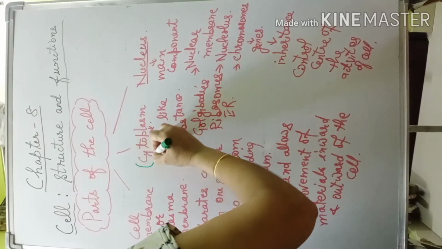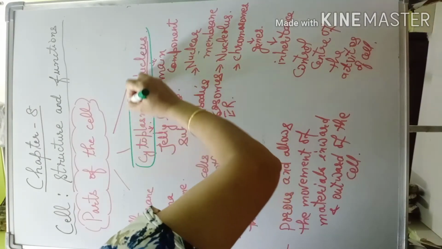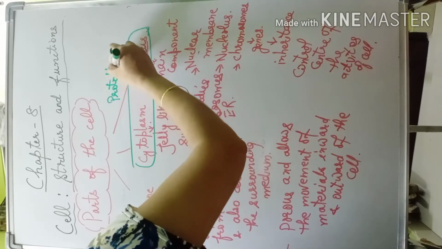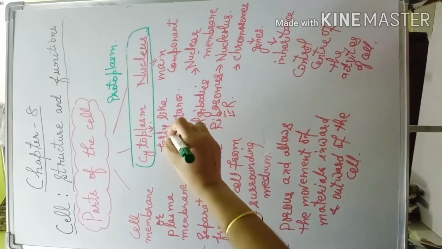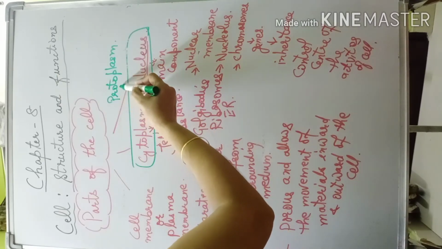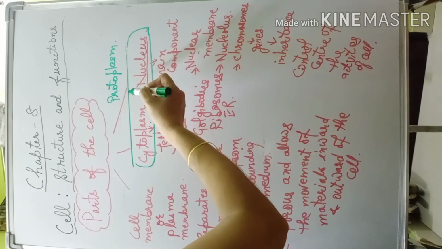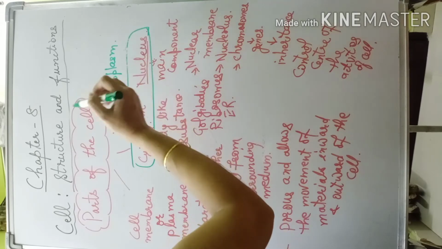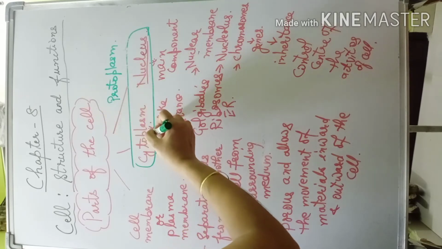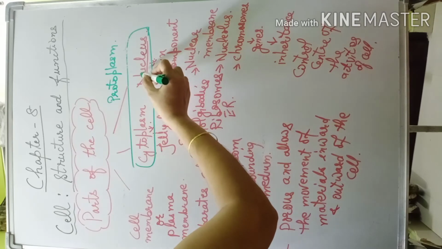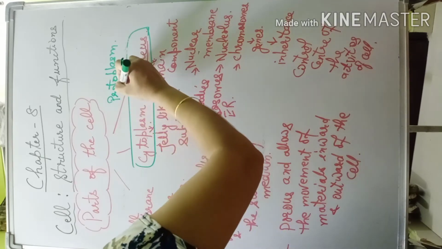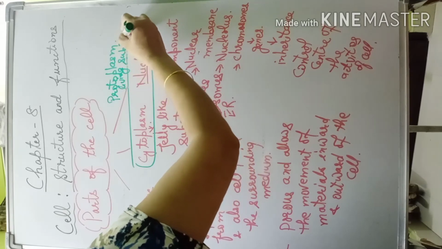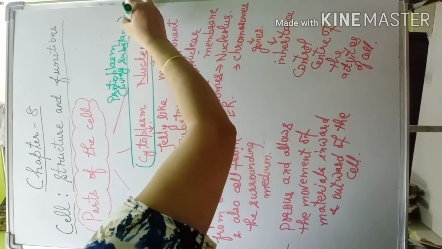Now cytoplasm and the nucleus combined is known as protoplasm. Protoplasm is the living substance of the cell. The entire content of the cell is known as protoplasm. So it consists of cytoplasm as well as nucleus. It is also known as the living substance of the cell.